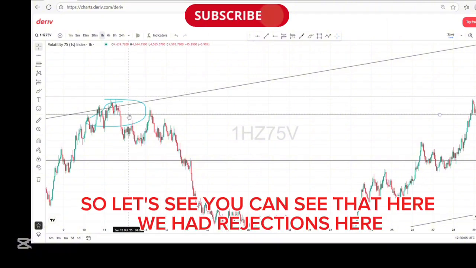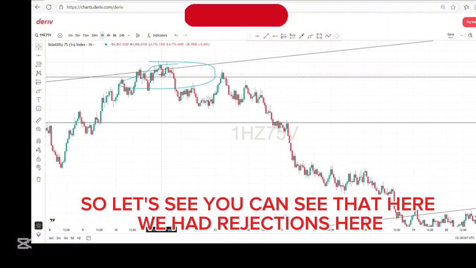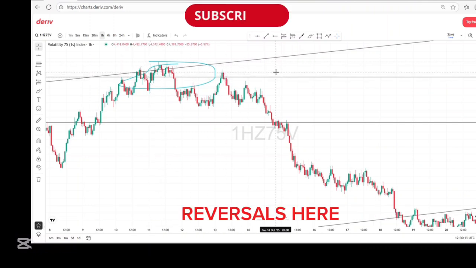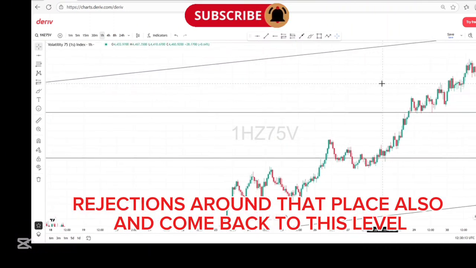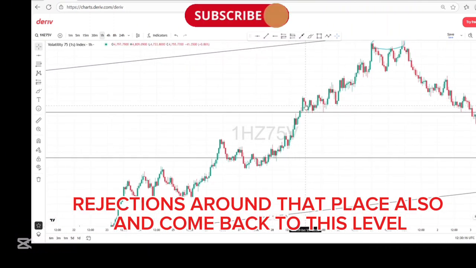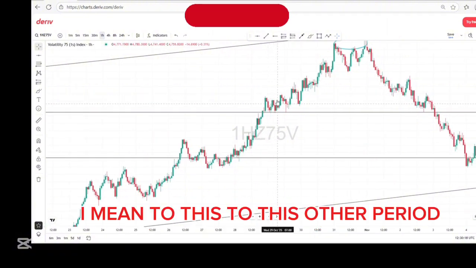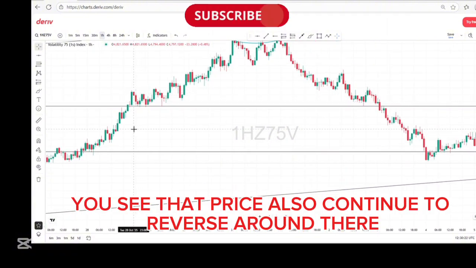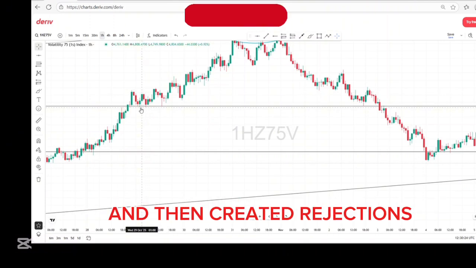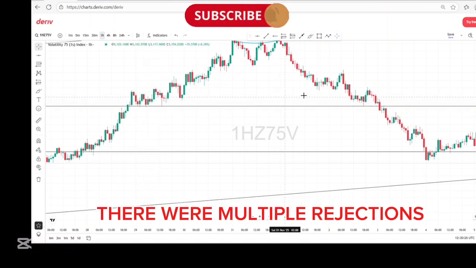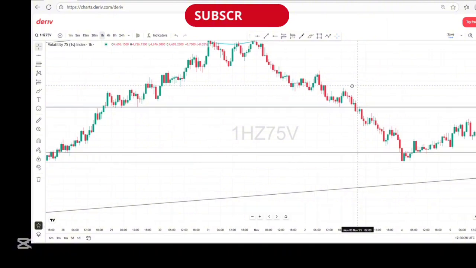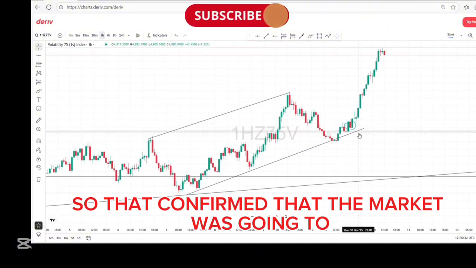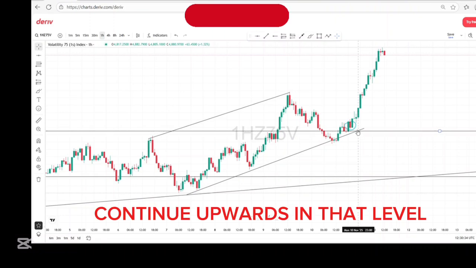So let's see. You can see that here we had rejections here, reversal here, rejections around that place also, and come back to this level. To this other period, you see that price also continued to reverse around there and then created rejections. There were multiple rejections here, another rejection here. There were multiple rejections at that level. So that confirmed that the market was going to continue upwards in that level.